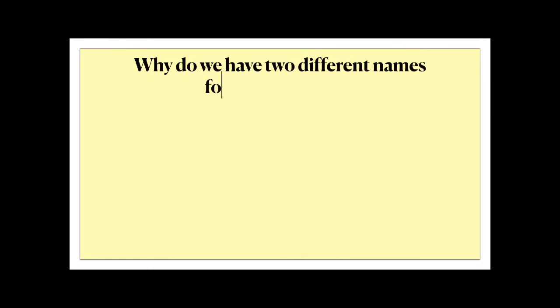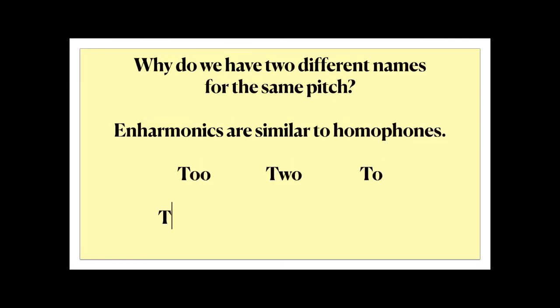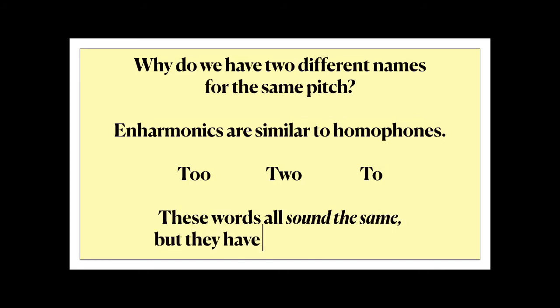So you might be asking yourself, why do we have two different names for the same pitch? Well, enharmonics are similar to homophones. You learned about this in elementary school English class. Two, to, and too are examples of homophones. These words all sound the same, but they have different meanings. If you were to say, oh, this is way too much information, you probably wouldn't want to write it with a T-W-O if you want to get an A from your English teacher.